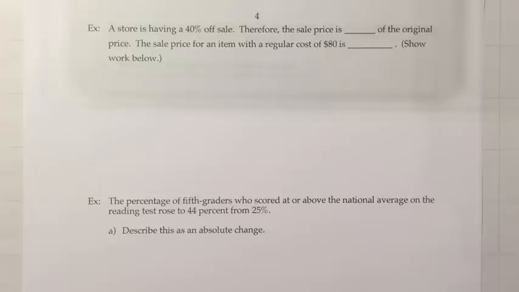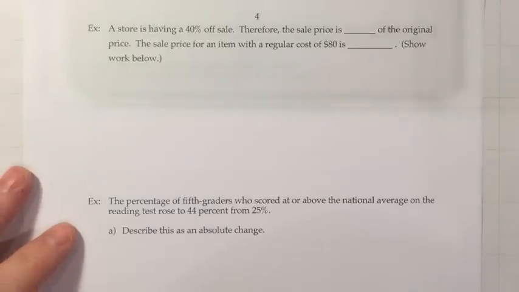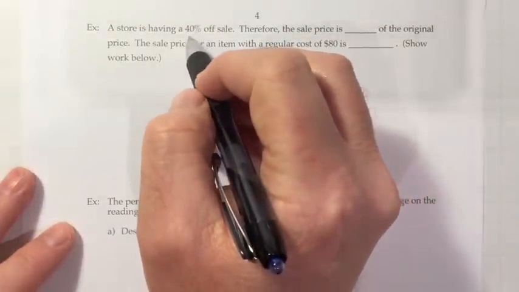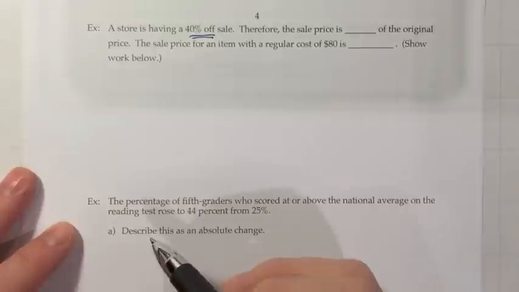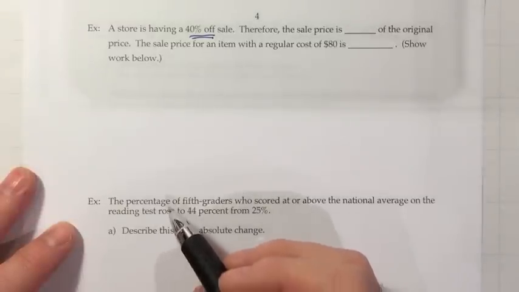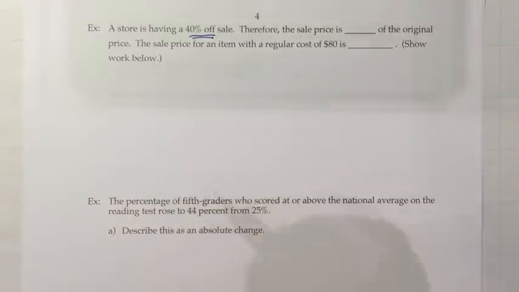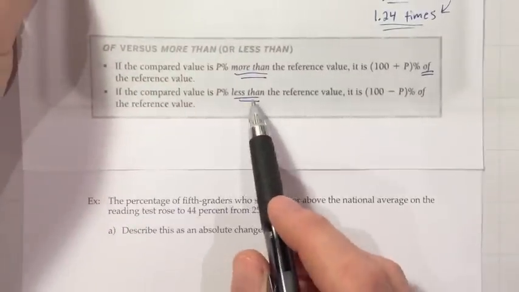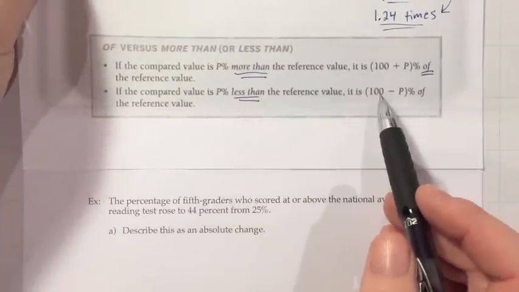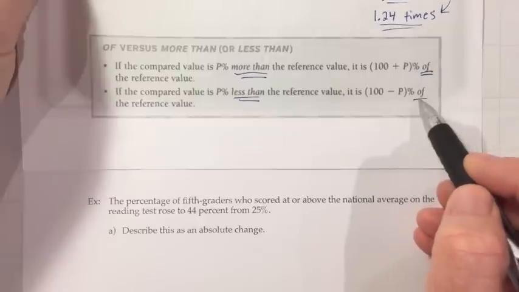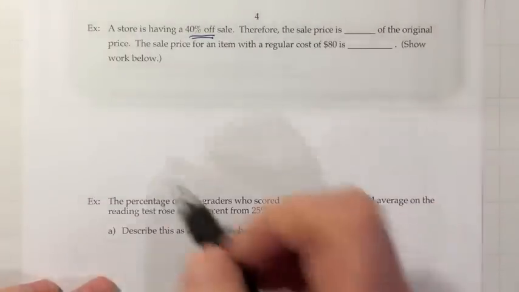A store is having a 40% off sale, therefore the price is blank of the original price. So this is just like what we were trying to do a moment ago with the Colorado and Norway thing, except when they say 40% off, that's 40% less than. And so we're going to go to this idea right here that if you want a percent less than, subtract that away from 100 and you could do that percentage of. So let's go ahead and take a look at what that would mean.